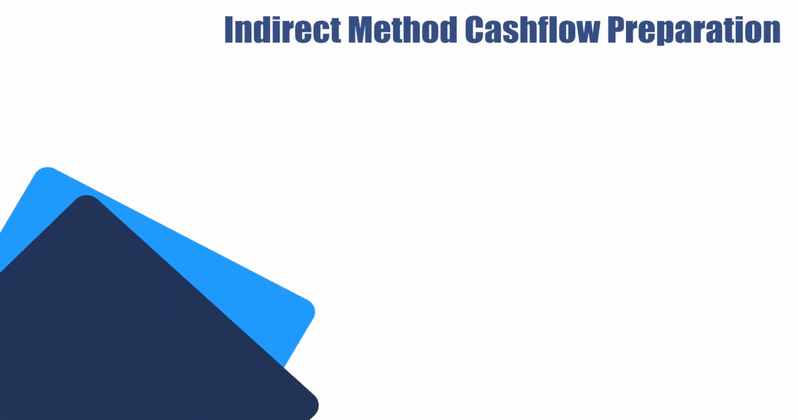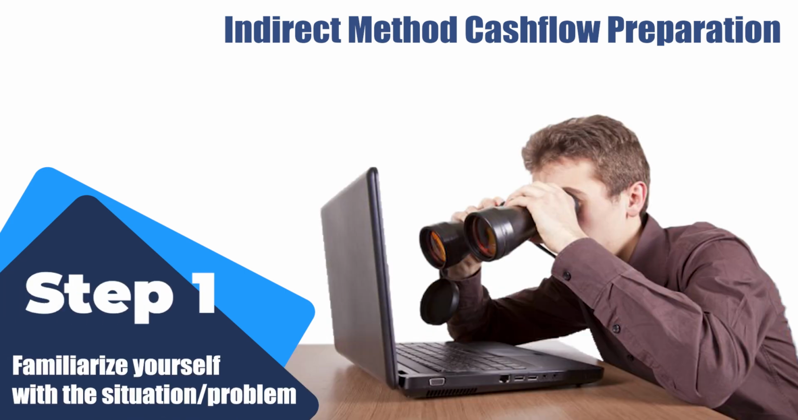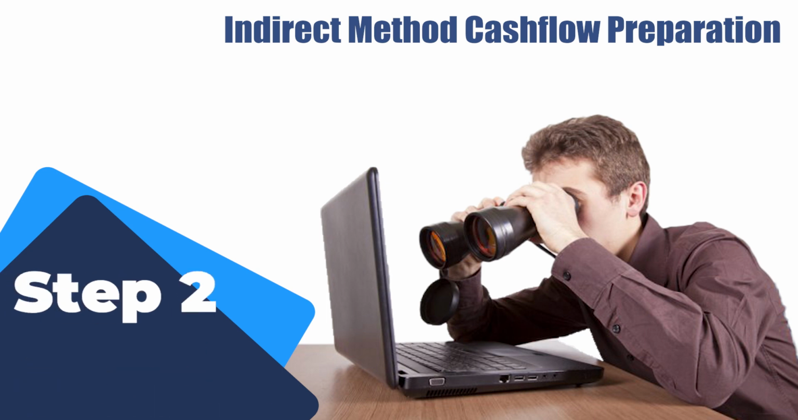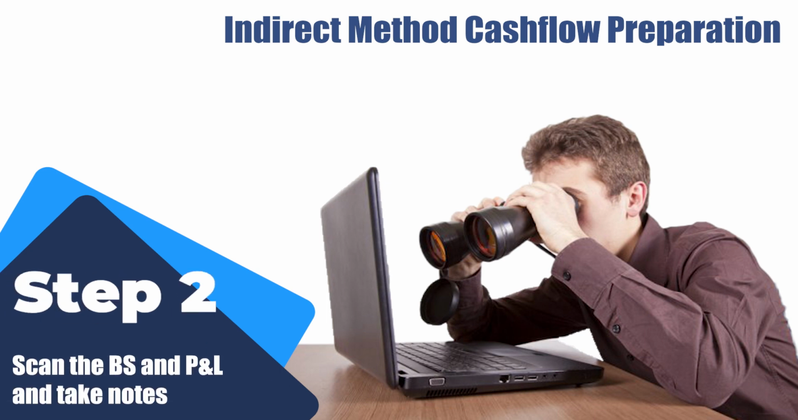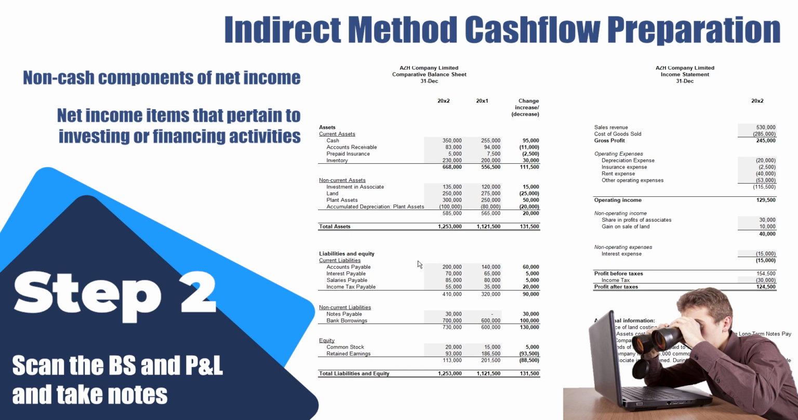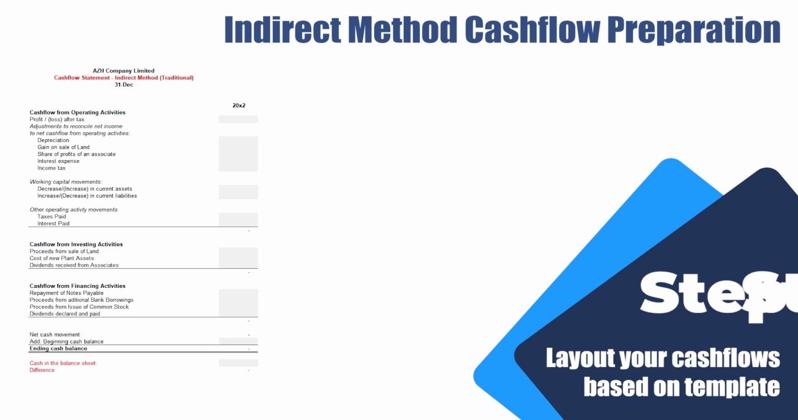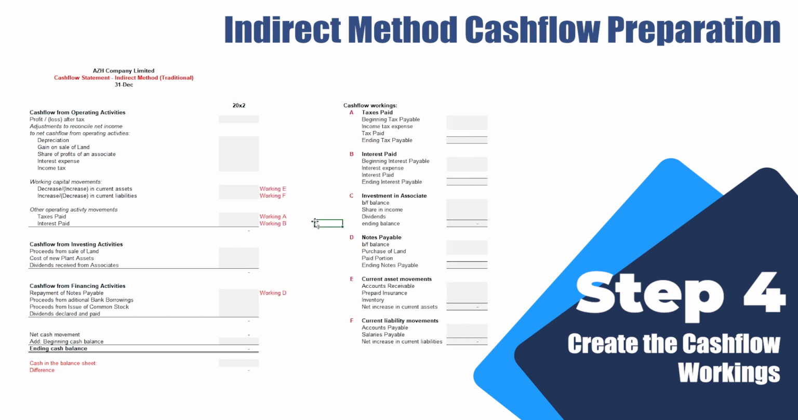This video summarizes the steps in the traditional indirect method cash flow preparation. Step 1. Familiarize yourself with the company. Step 2. Take notes. Scan your income statement and look for non-cash components of net income and any components of net income that, while maybe in cash, it pertains to investing or financing activities. Step 3. Proceed to input the layout of your cash flow template, complete with formulas and cash flow captions. Step 4. Determine which sections of the cash flow you will need separate workings, like tax paid, interest paid, repayment of notes payable, just like our example.